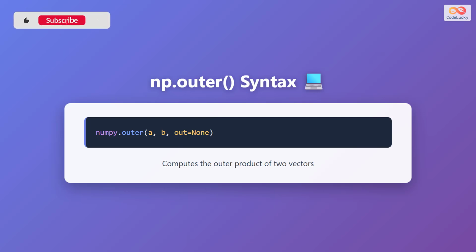The syntax for NumPy's outer product function is straightforward. We call np.outer and pass two parameters, and there's also an optional out parameter that we'll discuss shortly.